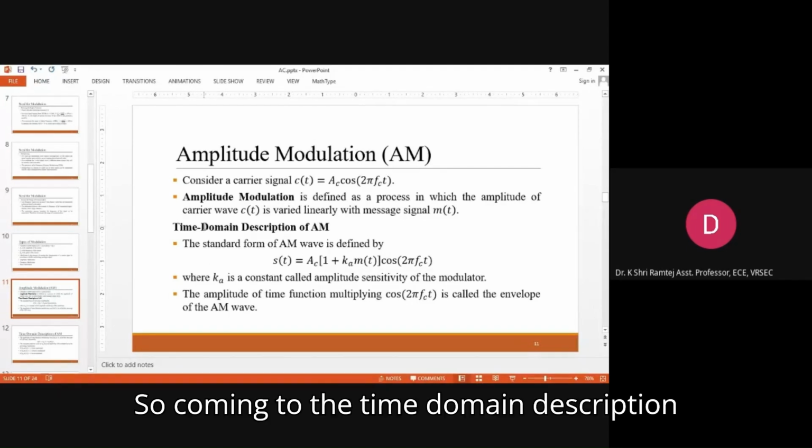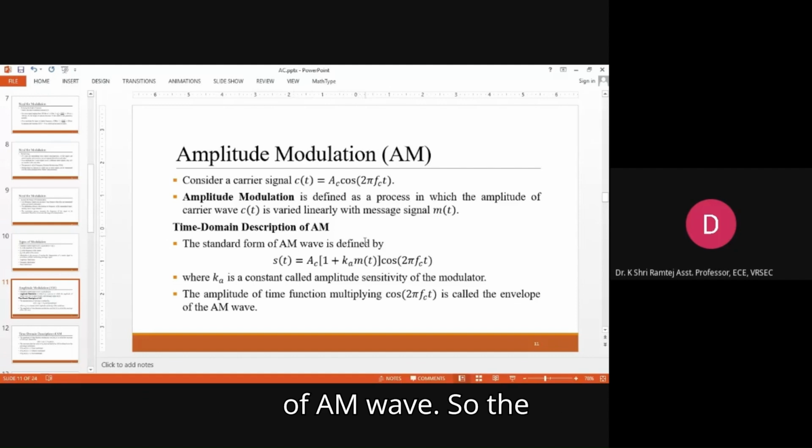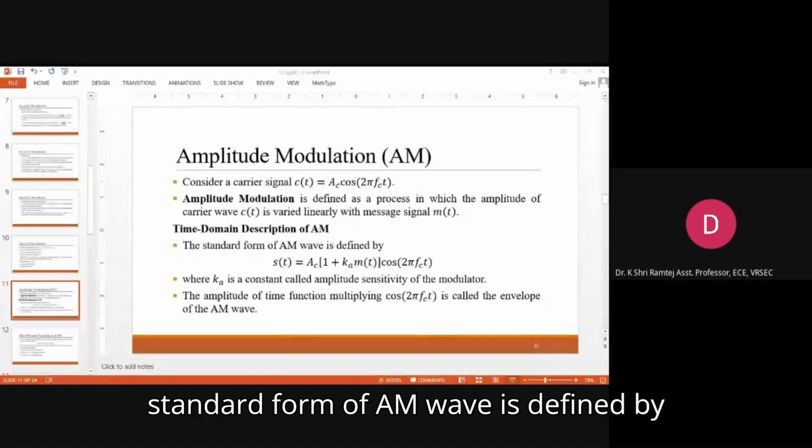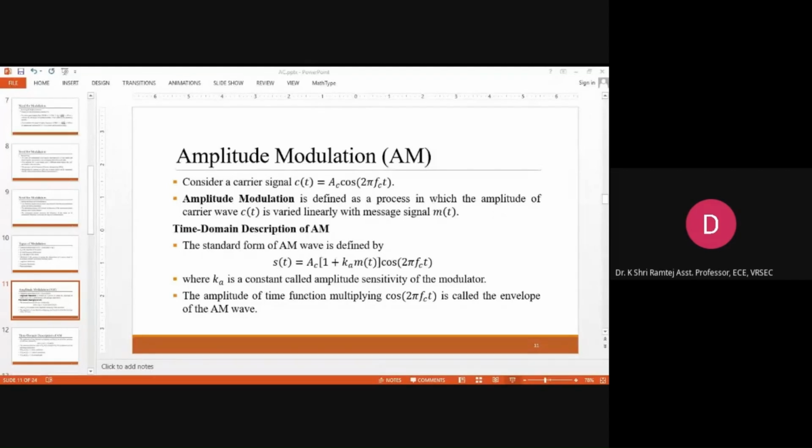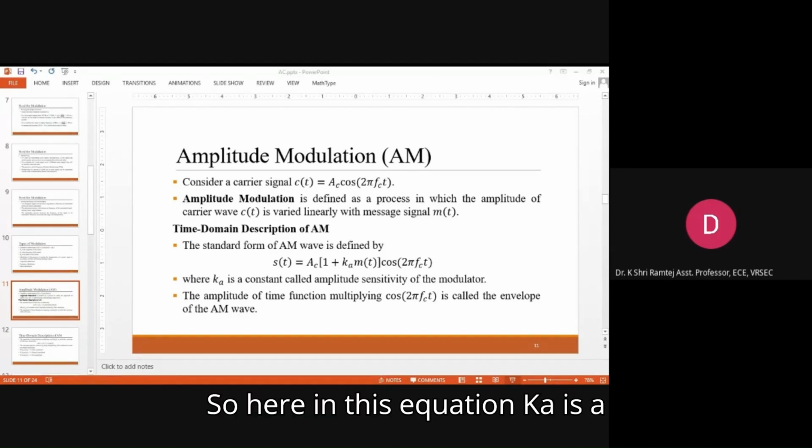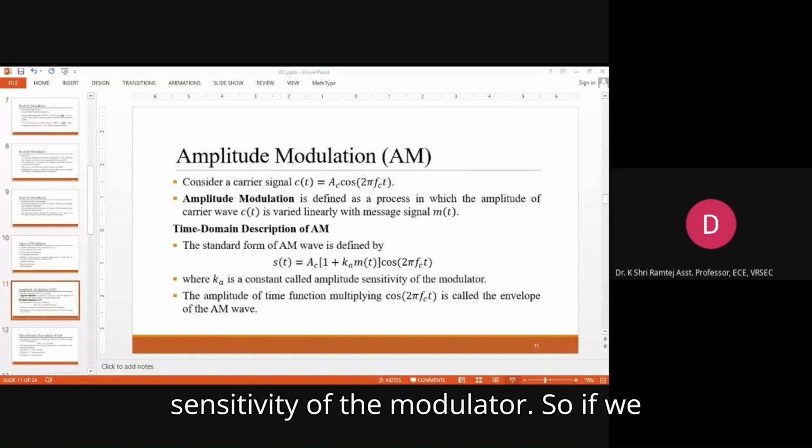So coming to the time domain description of AM wave. So the standard form of AM wave is defined by this equation: s(t) equal to Ac into 1 plus Ka m(t) into cos 2 pi fc t. So here in this equation, Ka is a constant called the amplitude sensitivity of the modulator.